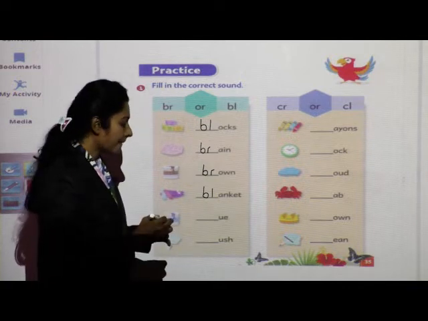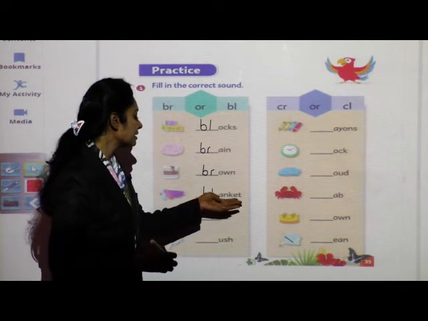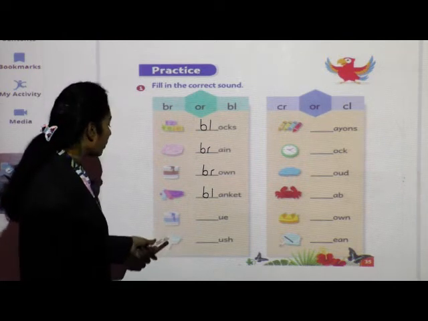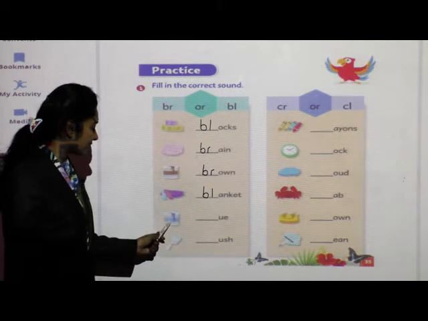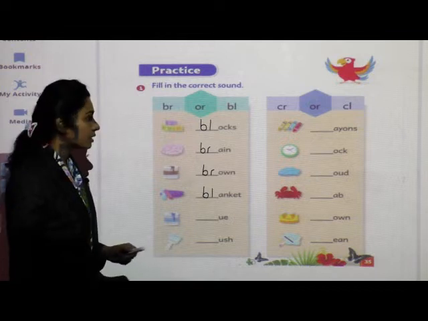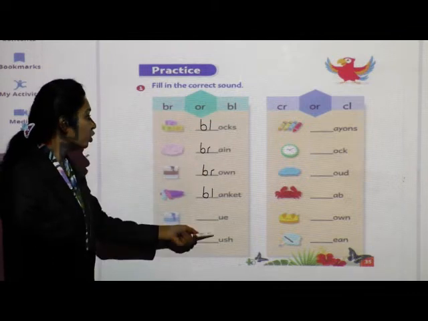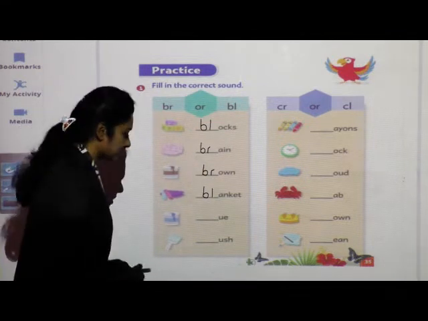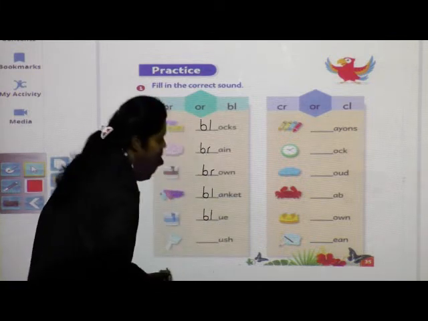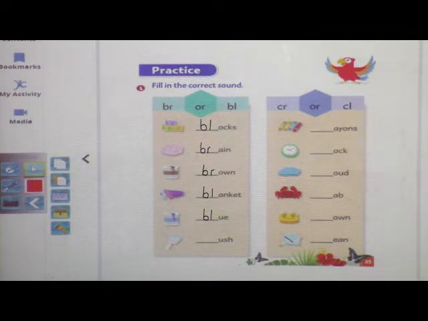B-L-A-N-K-E-T, blanket. Okay, next one more shade is there. Can you see this shade? Can you see this color? So children, from these two digraphs, which digraph will suit over here? Which digraph will come here? Bl or br? Yes, blue. So write here B-L-U-E, blue.